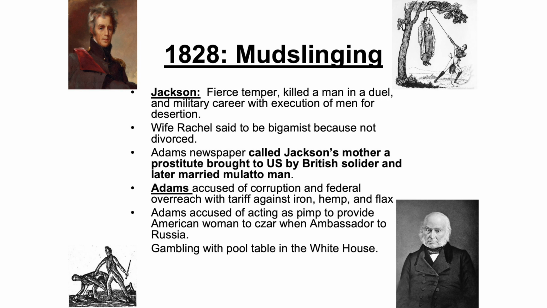Adams was accused of corruption with federal overreach, and one of the ones that we always loved was that when Adams was an ambassador, because he had been an ambassador in Russia, he supposedly was the pimp for the Tsar. That was the mudslinging that went on. Pretty weird. And then also he supposedly put a pool table in the White House for gambling.